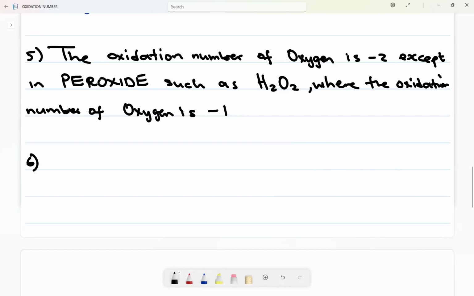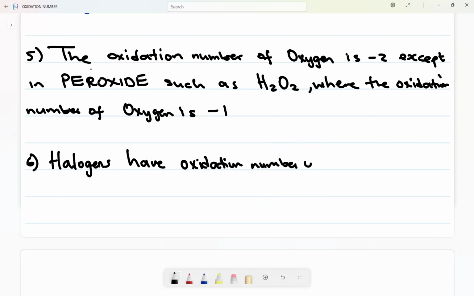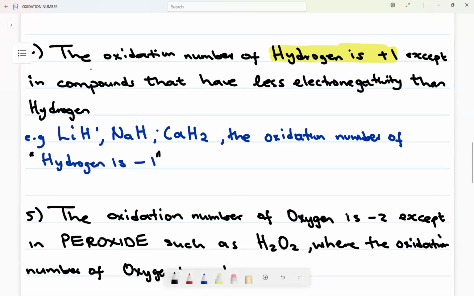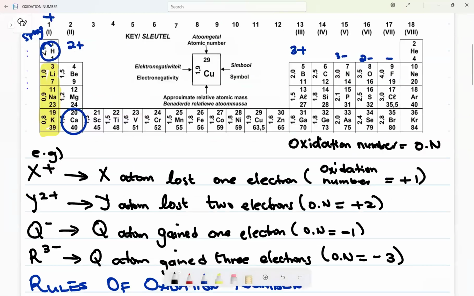Number 6, halogens have oxidation number of negative 1. The halogens, our periodic table does say that the halogens occur.